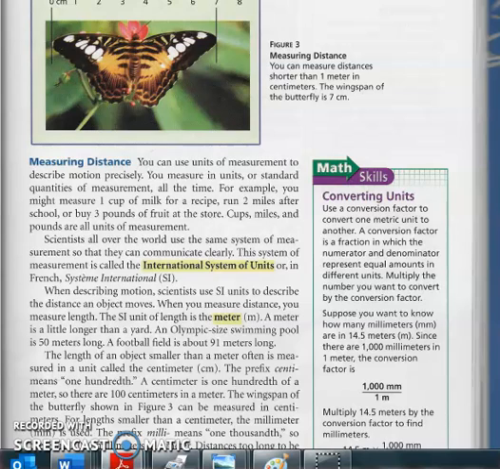Measuring distance. You can use units of measurement to describe motion precisely. You measure in units, or standard quantities of measurement, all the time. For example, you might measure a cup of milk for a recipe, run 2 miles after school, or buy 3 pounds of fruit at the store. Cups, miles, and pounds are all units of measurement.